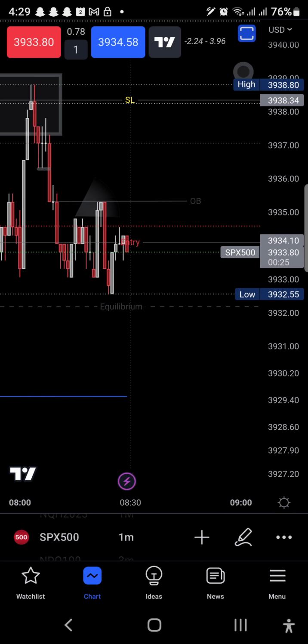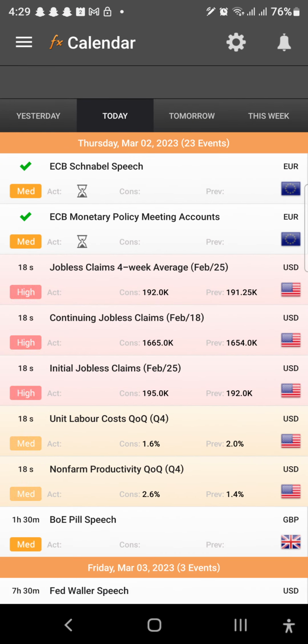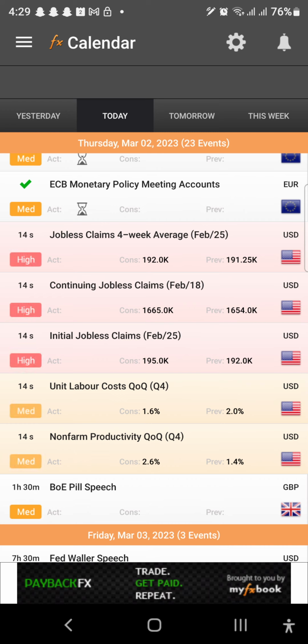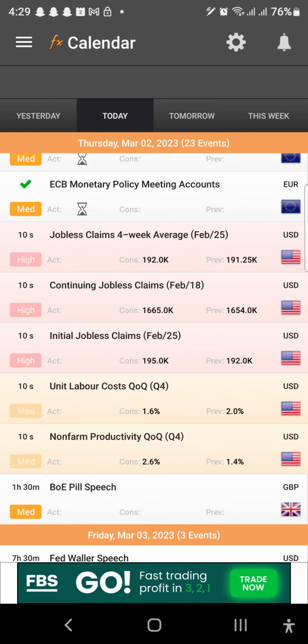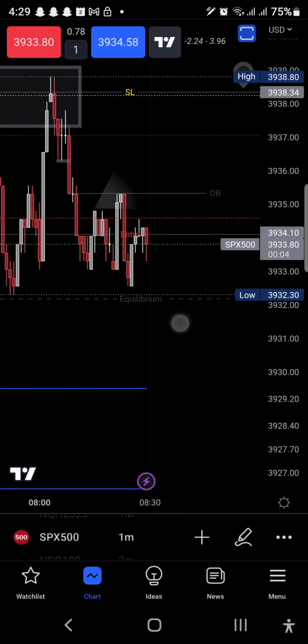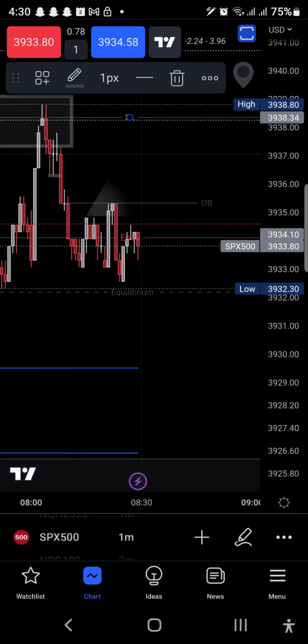We have 25 seconds to go. Let's see the flash. 18 seconds, 15 seconds. Let's go. And non-farm productivity and unit labor cost. Well, I mean, 10 seconds to go. Nasdaq today has been pretty golden. 8, 7, 6, 5, 4, 3, 2, 1. Let's go.